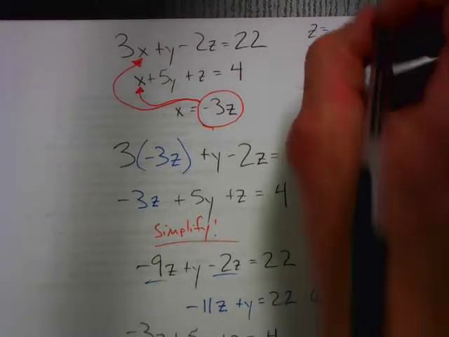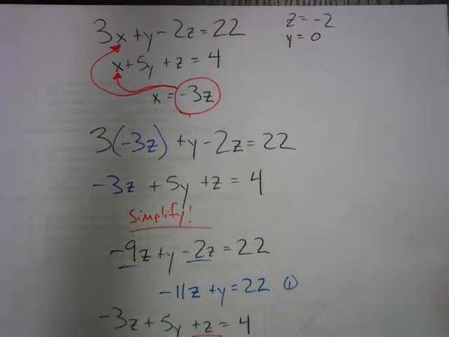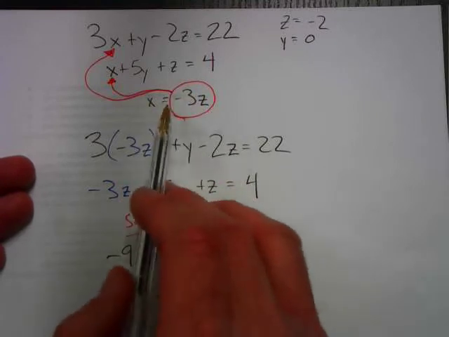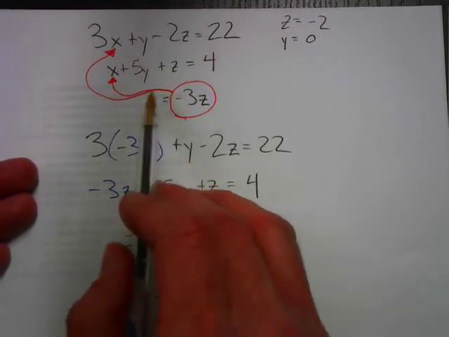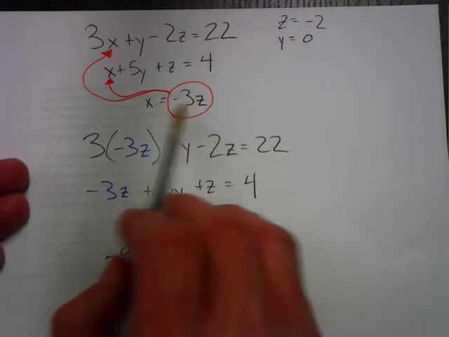So far we have found z is equal to negative 2, and we have found y is equal to 0. Well, what do we do to find x? We can plug back in. We can plug it in here, we can plug it in here. I'm going to plug it in down here because I don't have to deal with a y. So how easy is that?